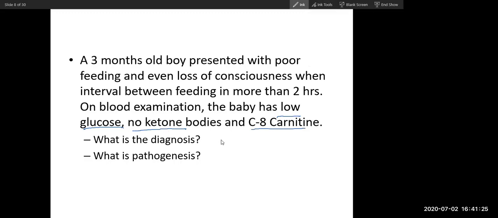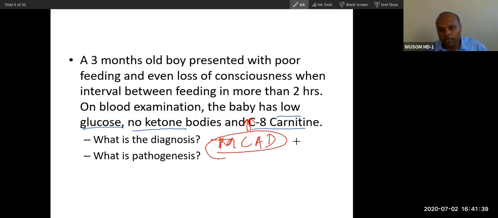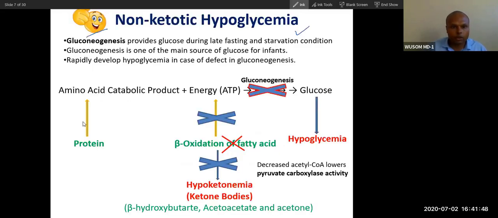MCAD deficiency? Yes, hypoketotic hypoglycemia and high C8 is there. So that is why it is MCAD deficiency, medium chain acyl coenzyme A dehydrogenase deficiency. And then what is the pathogenesis of this defect? I have shown you the pathogenesis. This is the pathogenesis. Will you remember this?